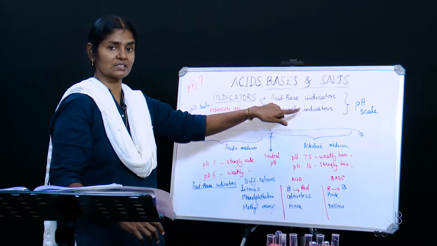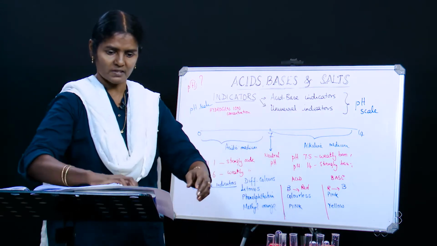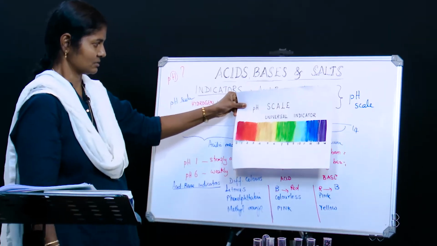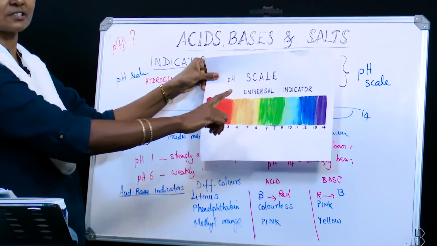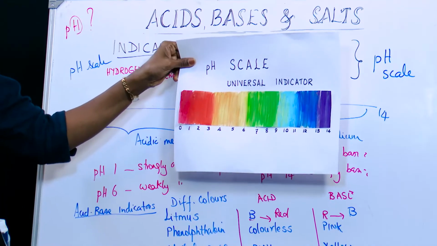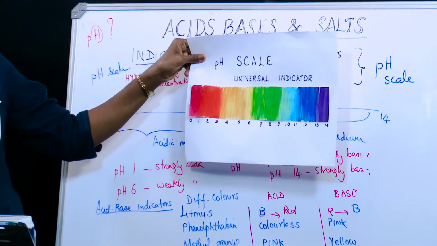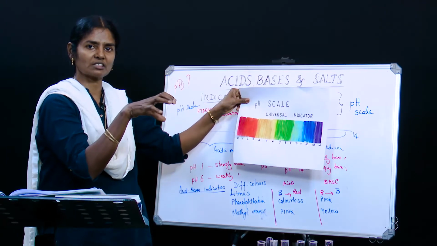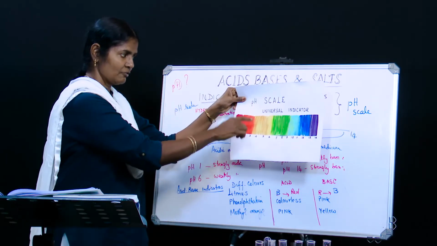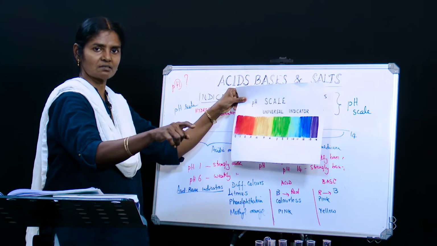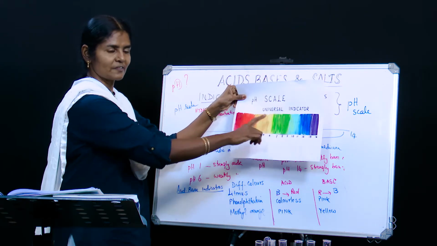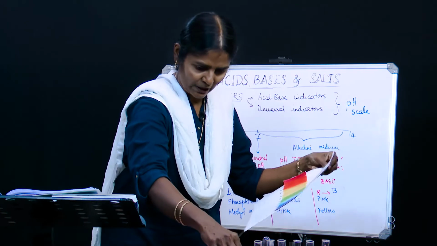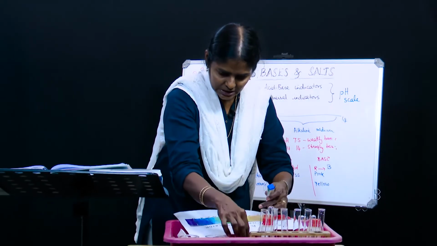How far, whether it is weak or strong, this is based on the pH scale. This is the universal indicator. It has different colors. You must have seen these glucose strips that we used to have. When you dip the strip into the blood or the urine sample, it will give different colors, and that will show the amount of sugar present in the blood or the urine. Like that, when you dip this strip into an acid or base, it gives different colors that show the pH of the solution.